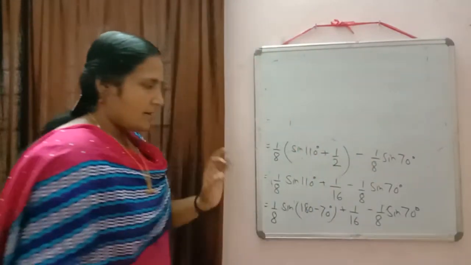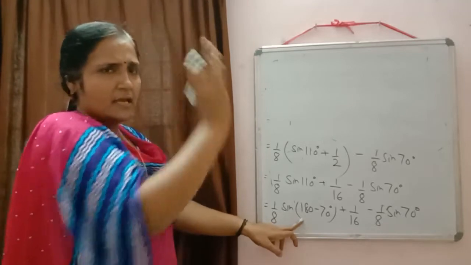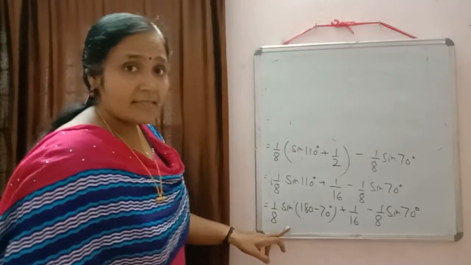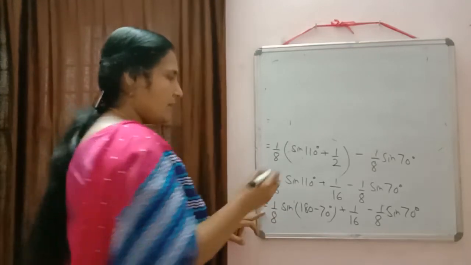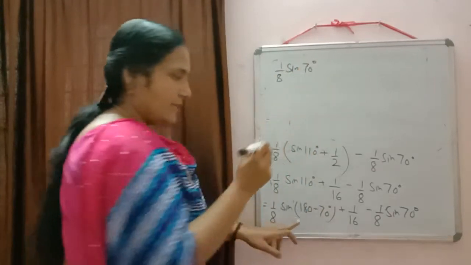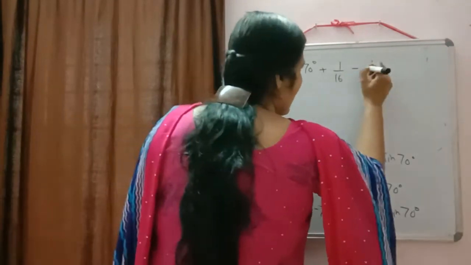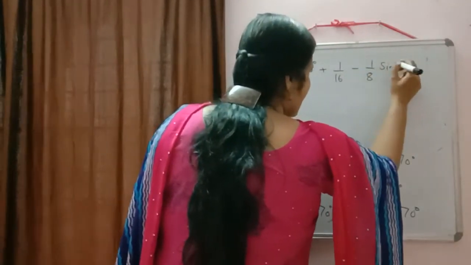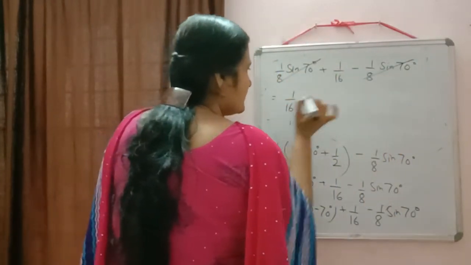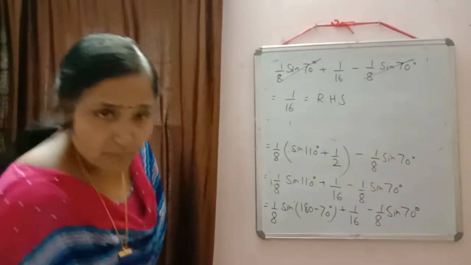It is in which quadrant? 180 degree, negative side of x-axis. Then minus we are doing means we are going to second quadrant. And in second quadrant sine is positive. So it will be equal to 1 by 8 sine 70 degree plus 1 by 16 minus 1 by 8 sine 70 degree. So these two will get cancelled and we will get the proof. This is equal to 1 by 16, which is our RHS. So in this way you can do the question.